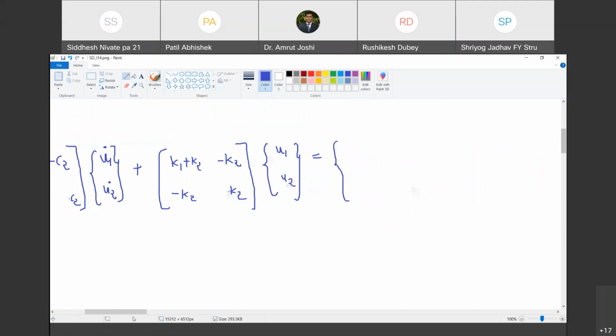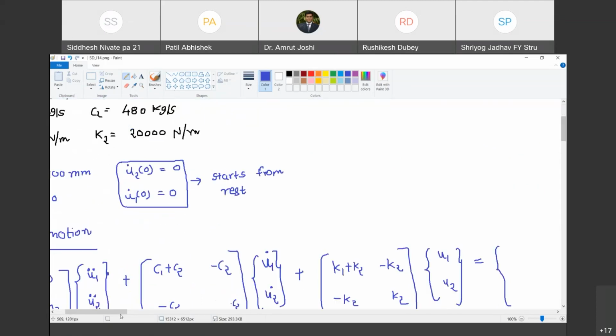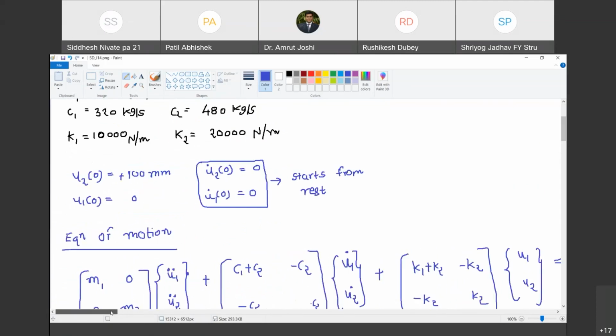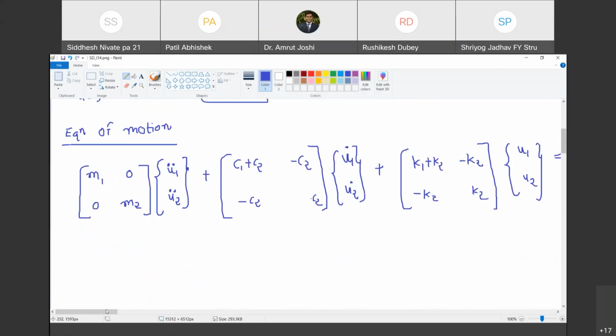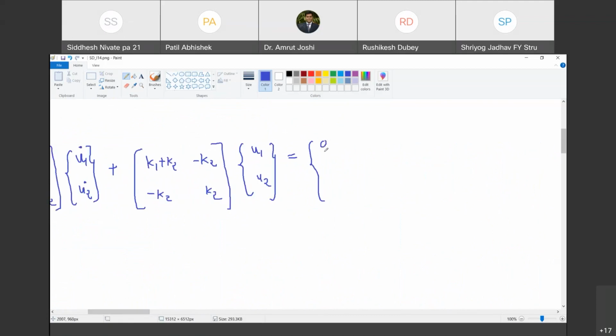What is F of T? Tell me, what is the force at the first degree of freedom? As it is a free vibration, therefore F1 of T is 0. Do you agree with me? And as it is free vibration, even F2 of T is 0. So at all instances of time, these masses are not driven by any force. The system is going to oscillate on account of the initial disturbance to the second degree of freedom. Happy? Are you with me?